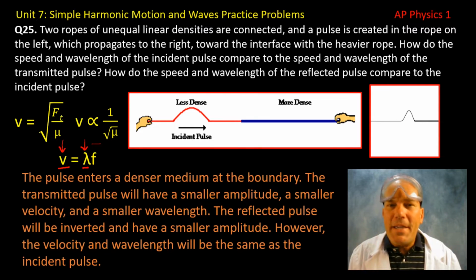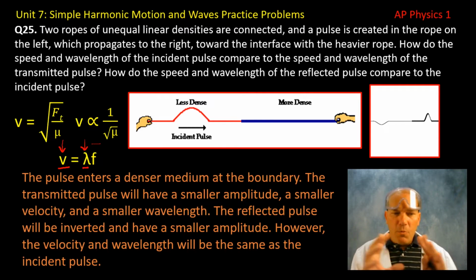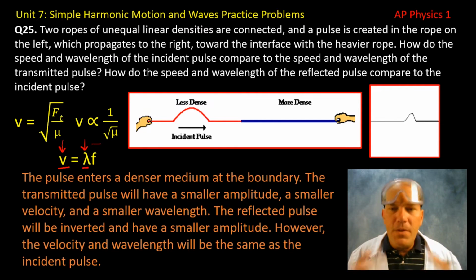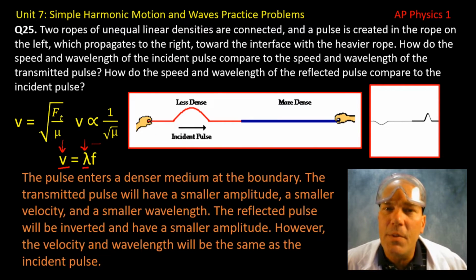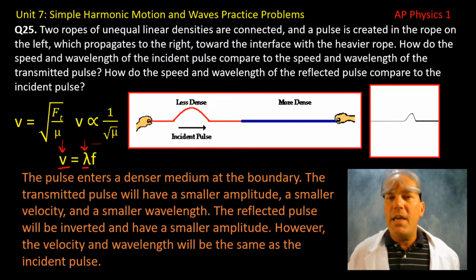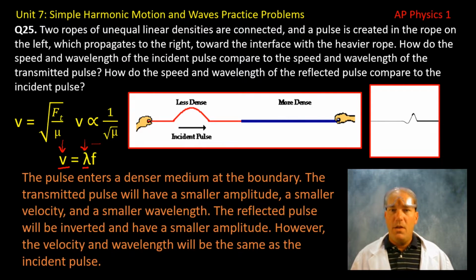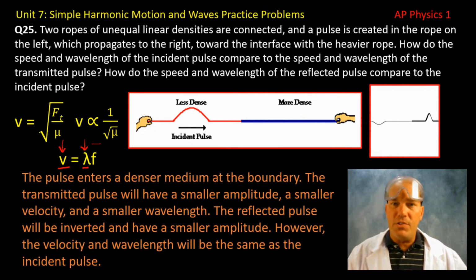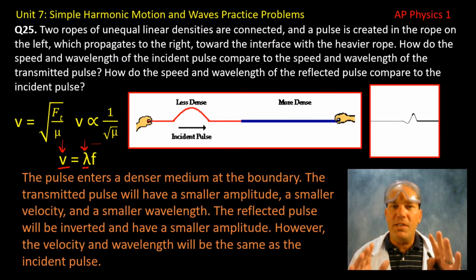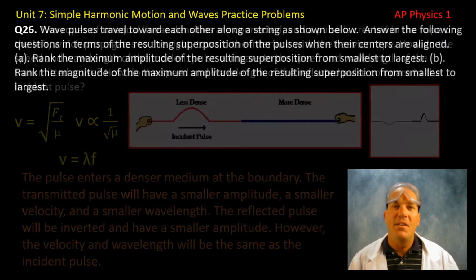A lot to look at and think about in this problem. So pause the podcast, read through this answer, view the animation as much as you need to, and then I want you to ask yourself something, guys. What if this same incident pulse entered a medium that was less dense? How would that change? What if this were fixed at one end? How would these answers change? And so there's a lot to think about in this problem with these concepts.